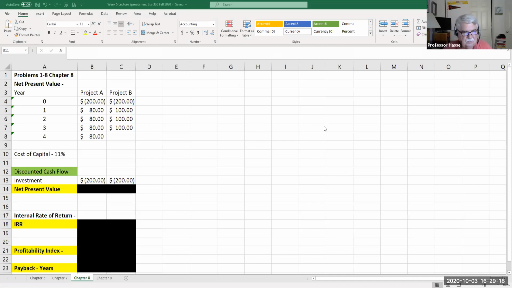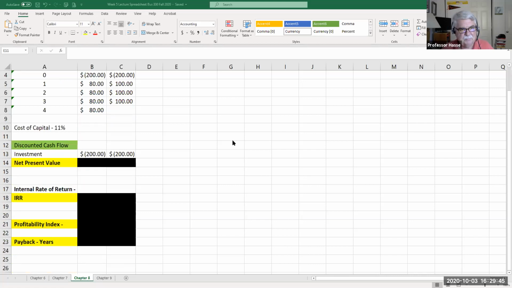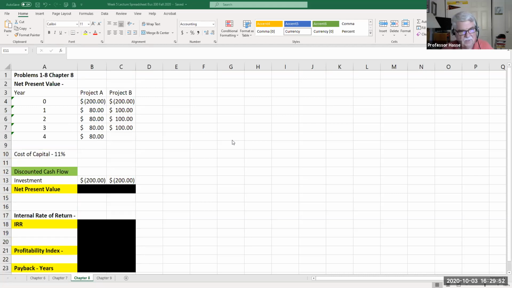Well, we have 2 projects, Project A and Project B, in this problem in chapter 8. One, Project A, is for lasting 4 years at $80 net project cash flow per year. That's revenue minus expenses. And Project B is $200 expense or investment, the purchase of the asset, and generating $100 a year. The cost of capital is 11%, and we're asked to determine the net present value, internal rate of return, profitability index, and payback in years on these 2 projects.